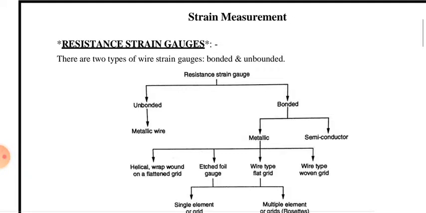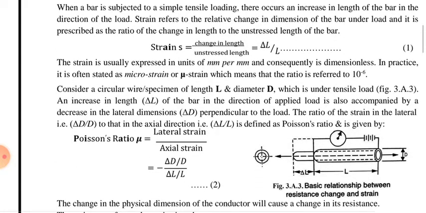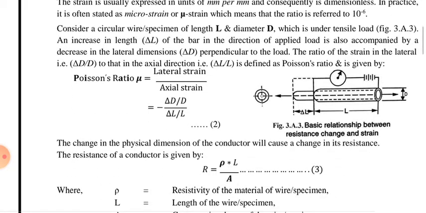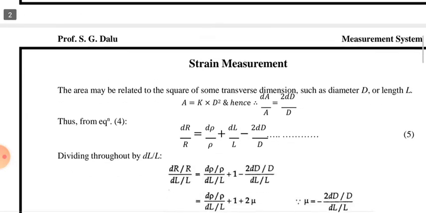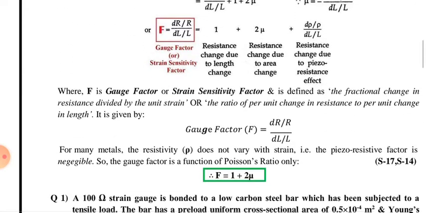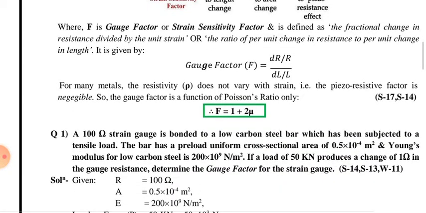In that, we have started with the second part, that is strain measurement. In strain measurement, we have studied what is strain, what are the characteristics of the strain measurement, then classification of the strain gauge measuring devices. In the last lecture, we have completed the derivation for gauge factor, and we have calculated two numericals on the basis of this relation, that is F equal to 1 plus 2 times mu. It is nothing but the gauge factor relation.